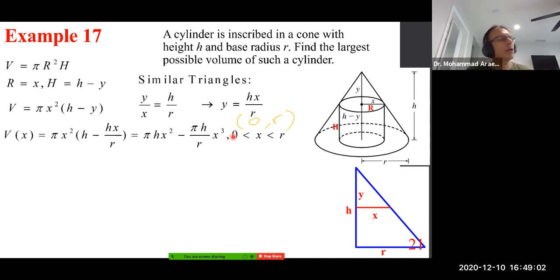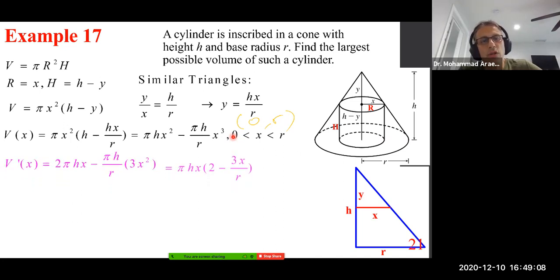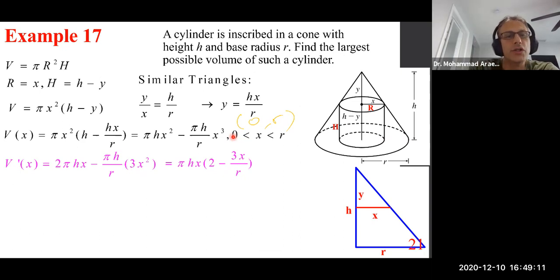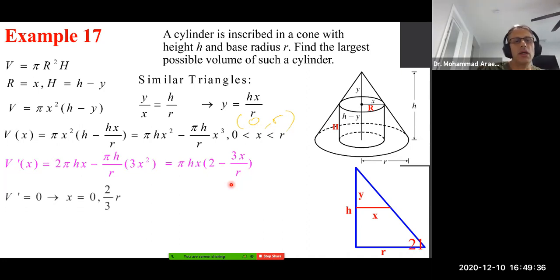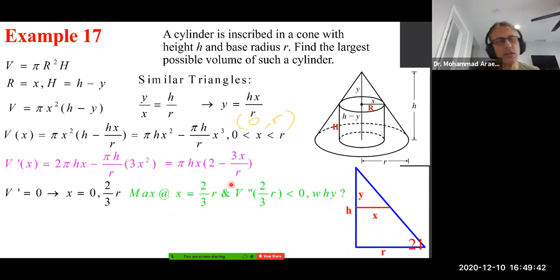And now we go through the process: V prime of x, and solve and see what happens. We are going to work on differentiation. So pi h is fixed, x gives you 2x, so 2 pi h x, minus pi h over r is fixed, x cubed gives you 3x squared. You can write it in this manner, and you can factor it. And now if you set this equal to 0, remember pi and h are fixed. x can be 0 or the parentheses. When x is 0, it's out. When 2 minus 3x over r equals 0, it gives you x equals 2/3 r.